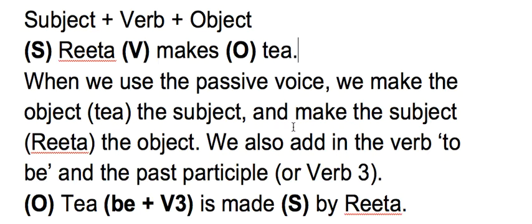Now when we use the passive voice, we bring the object to the front and take the subject to the back of the sentence. And then in place of the simple verb here, we use a form of be plus the third form or the participle form of the verb.